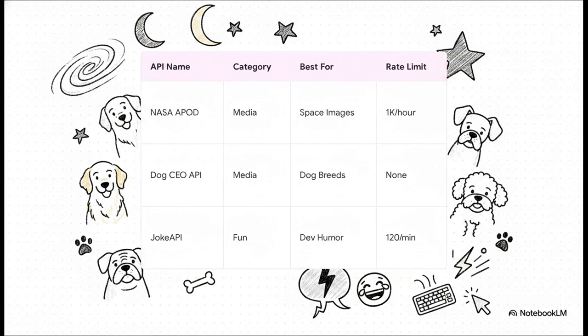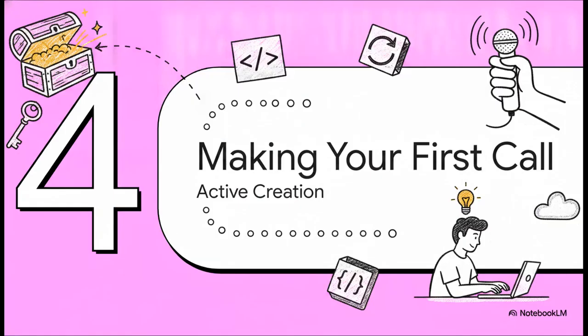The NASA API gives you access to stunning, high-def space imagery, which is perfect for educational side projects. Need a random picture of a corgi as a placeholder for your site? The Dog.co API has you covered. Or you can hit the Joke API. Though, fair warning, developer humor is definitely a bit of an acquired taste. Let's get to the really good stuff.